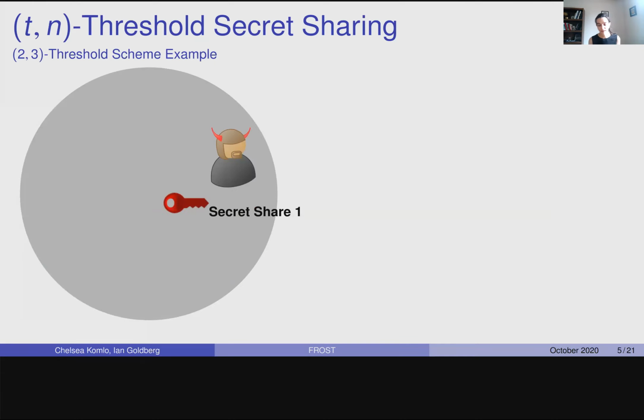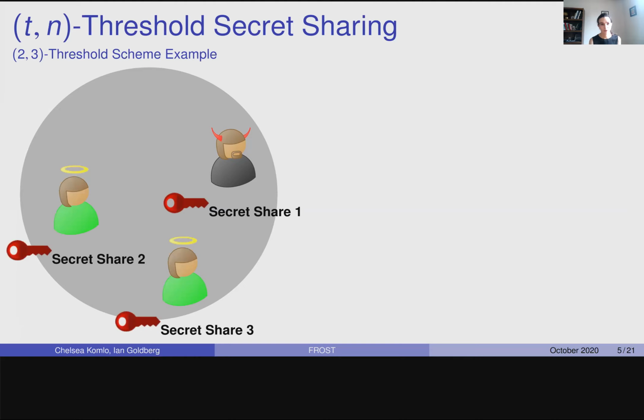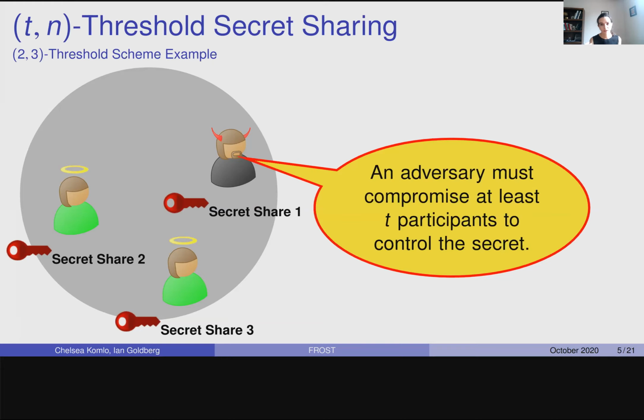And then thinking about the adversarial example, in threshold signature schemes, we do assume that a participant can be malicious and that they can hold secret shares themselves. However, in this 2 out of 3 setting, if only one of your participants is malicious and your 2 other participants are honest, that means that the adversary would need to compromise one of the honest players in order to control the secret.